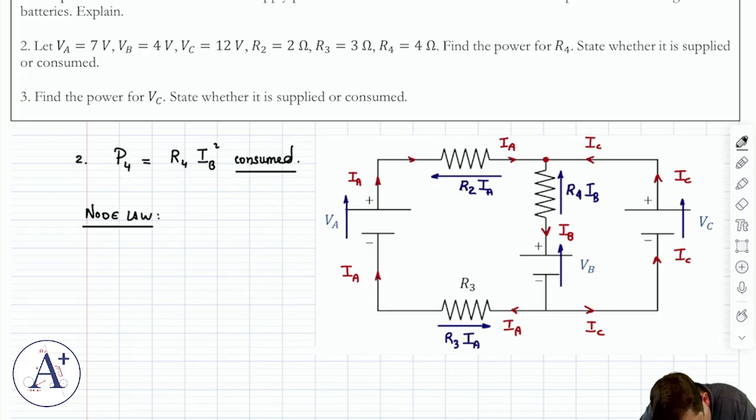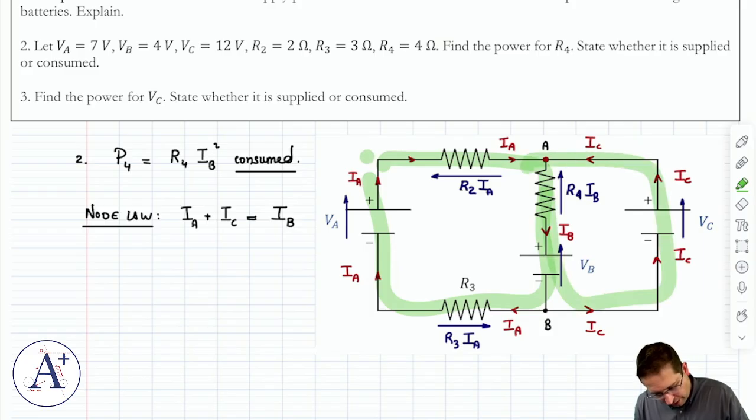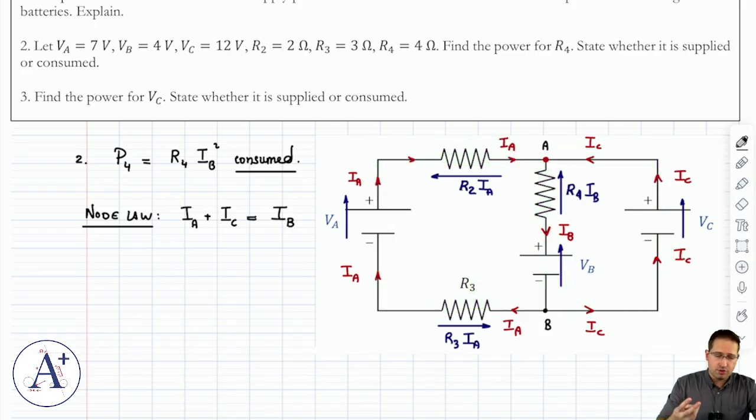We have two nodes here, node A and node B. It doesn't matter which one you pick, you'll get the same thing. It's going to say IA plus IC is equal to IB. And then we have 3 loops, right? Just like before. Left loop, right loop, big loop. You can write all 3, or you can just pick 2 out of 3, and you can go and solve.